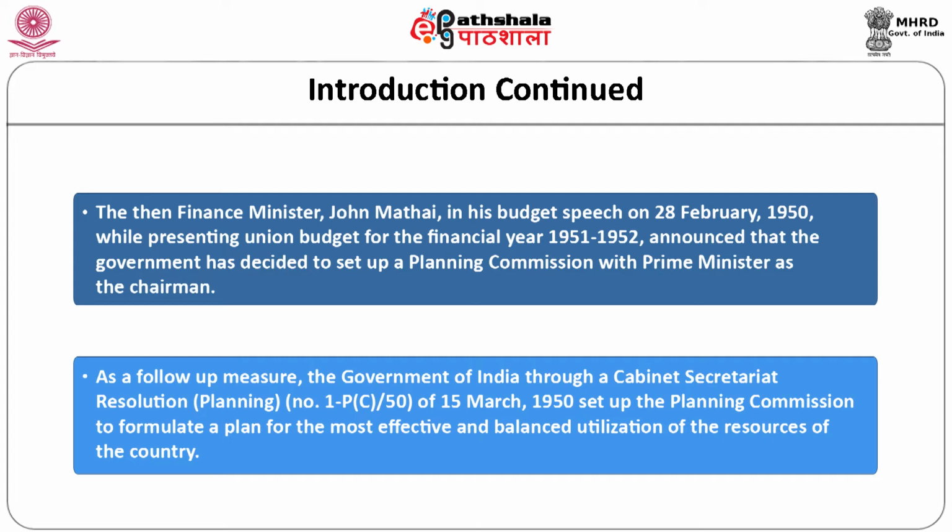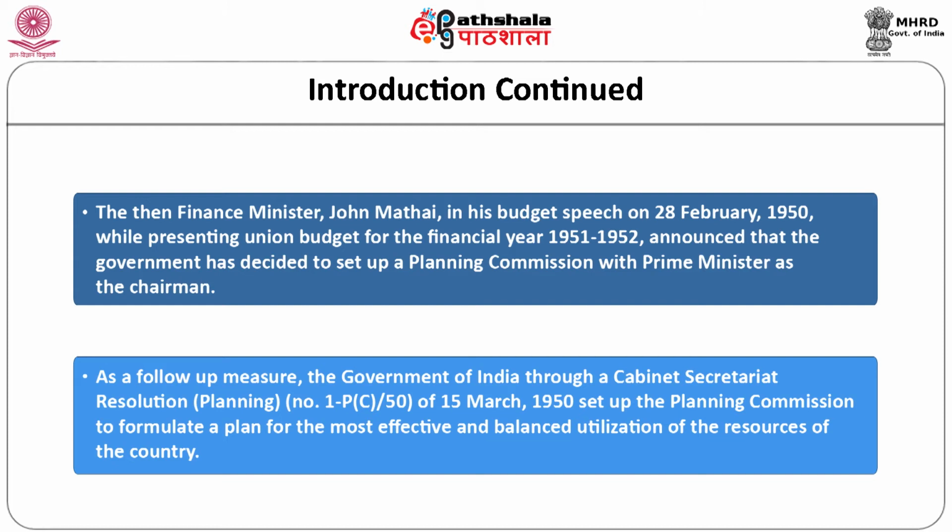As a follow-up measure, the Government of India, through the Cabinet Resolution of 15 March 1950, set up a planning commission to formulate a plan for the most effective and balanced utilization of the resources of the country. The resolution stated, the planning commission will make recommendations to the cabinet. In framing its recommendations, the commission will act in close understanding and consultation with the Ministries of the Central Government and the Ministries of the States.